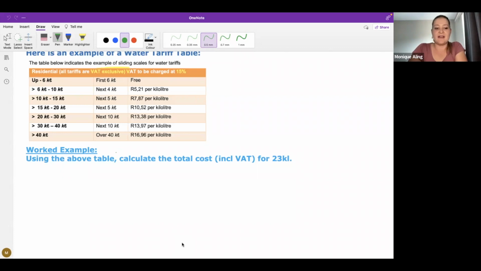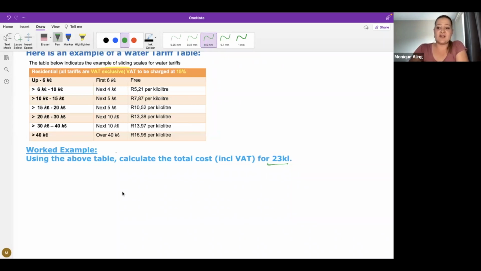Okay, so let me help you out here. So we need to work out the cost for using 23 kiloliters. Okay, Kaya Letu, we first have to subtract 6. Okay, good, that is a very good point. So we need to work out 23 kiloliters.